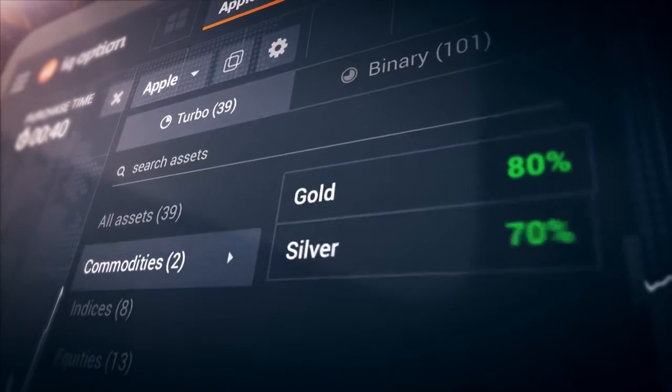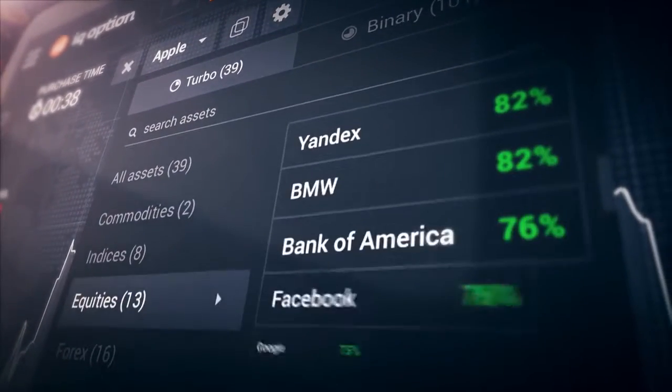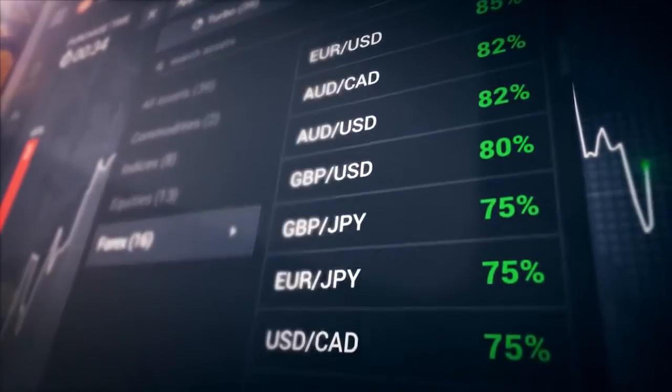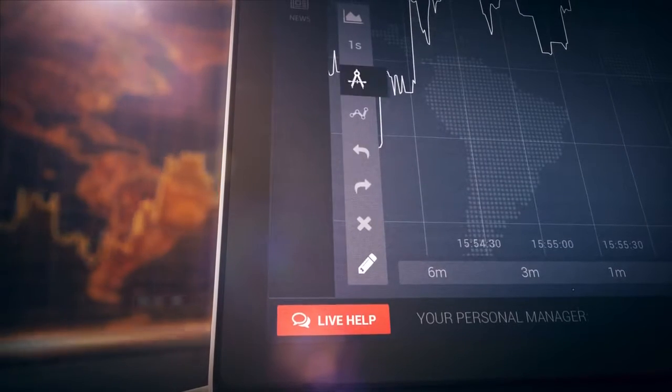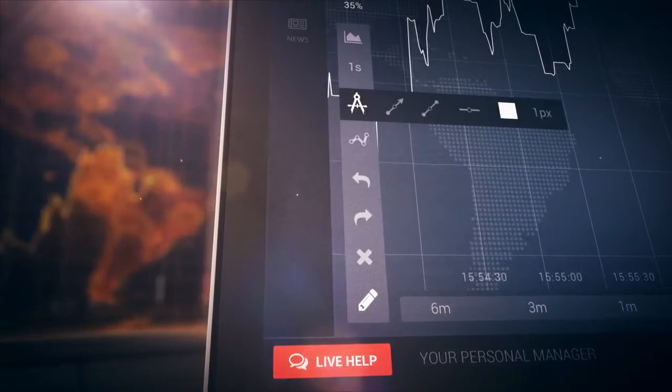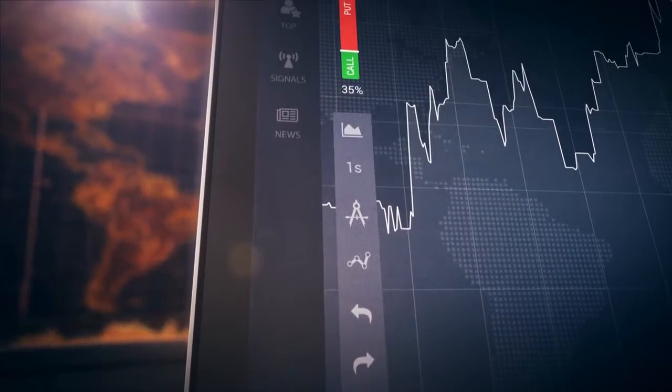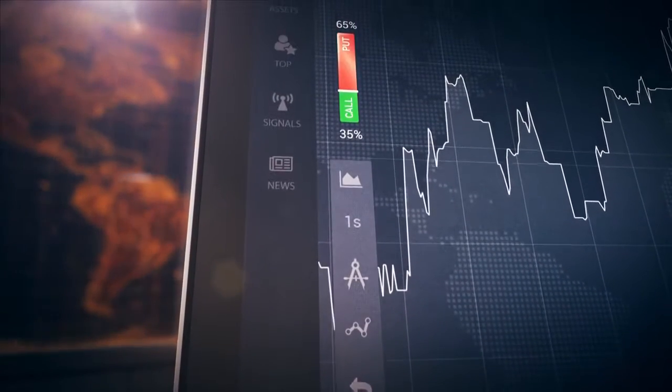You will find available trading currency pairs, commodities, indices, and equities in the menu of assets. Your expected profit is indicated as a percentage. On the Technical Analysis panel, you will find various tools of analysis. You will also find an option to choose the type of chart and the indicator called Trader's Choice.